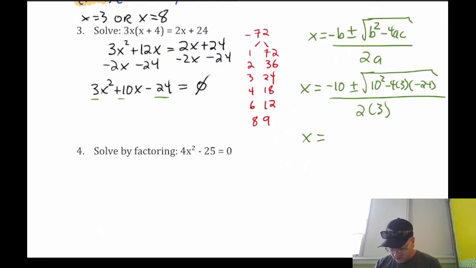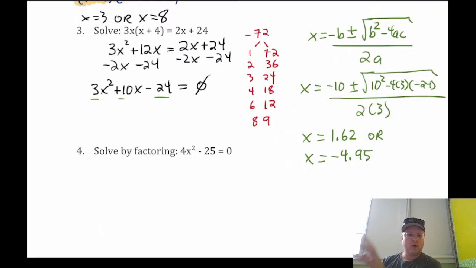And once again, for the sake of space and time, I'm not going to work through the whole thing. Just be careful when you're doing the algebra. I recommend doing the discriminant, the part under the square root first, and then applying the rest. But with my calculator, I can quickly tell you that the values are going to be approximately 1.62, or x is equal to negative 4.95. There are ways to do getting an exact value with a square root.